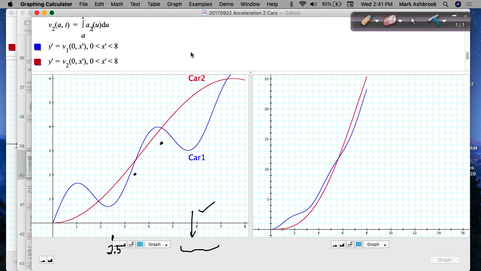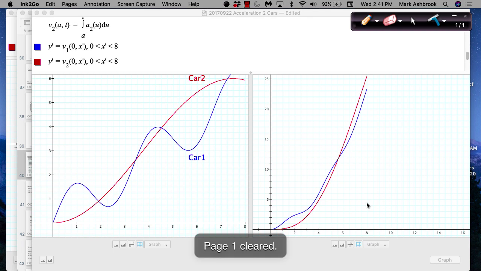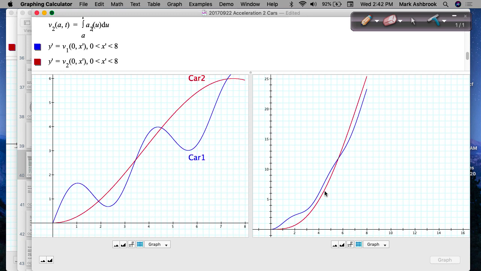So how can I find out when their velocities are the same? The graph is super helpful here. Trying to set those integrals equal and solve for t is nearly impossible, or we have no tools to do that. Just graph them both and look at the intersection point. And so was our prediction correct?